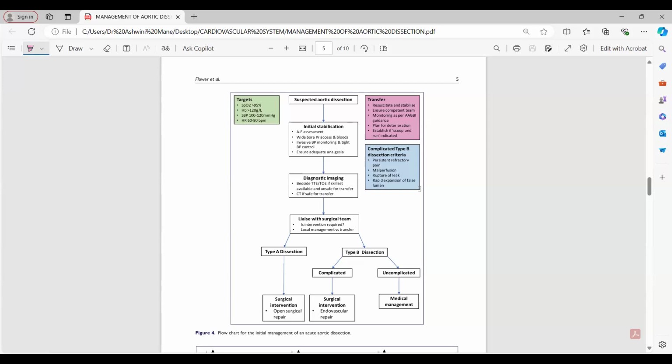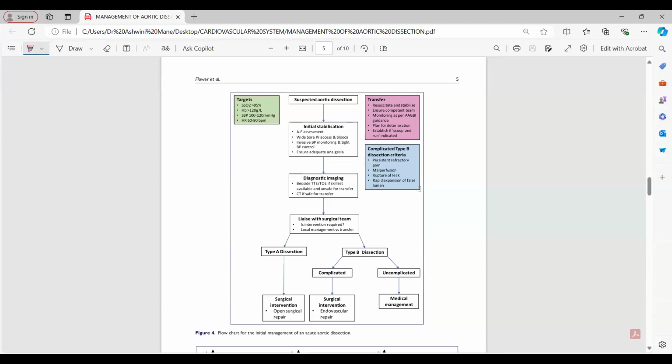So the decision of surgical intervention depends upon the type of dissection. If it is a type A dissection, go for surgical intervention and plan for open surgical repair. If it is a type B dissection, then go for surgical intervention only if it is complicated. If it is uncomplicated, then medical management. So how do we decide whether the aortic dissection is complicated or not?